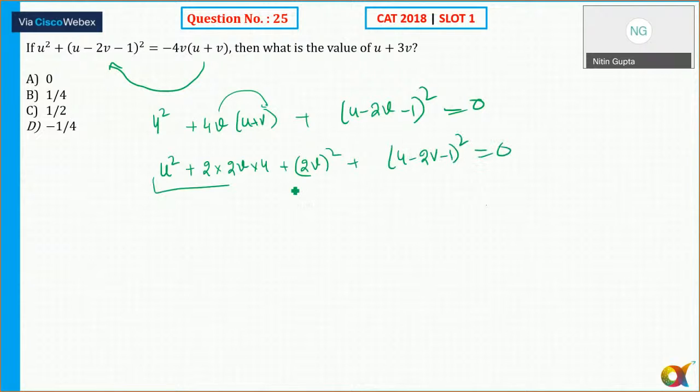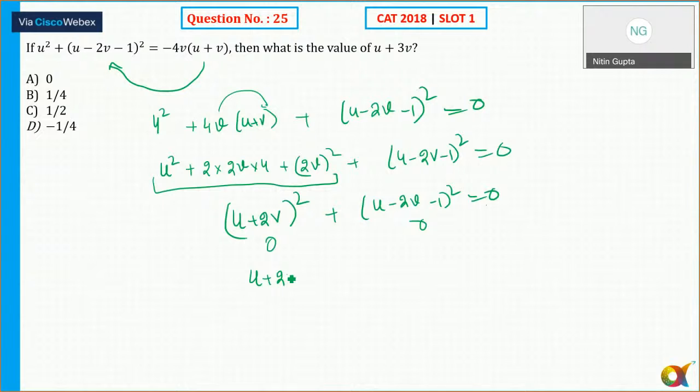So again, the first part is a perfect square, that is u plus 2v. So (u plus 2v) whole square plus (u minus 2v minus 1) whole square equal to 0. Now sum of two perfect squares is 0. That is only possible if each of the terms is 0. So u plus 2v equal to 0, and the second equation, u minus 2v minus 1 equal to 0. So u minus 2v is equal to 1.